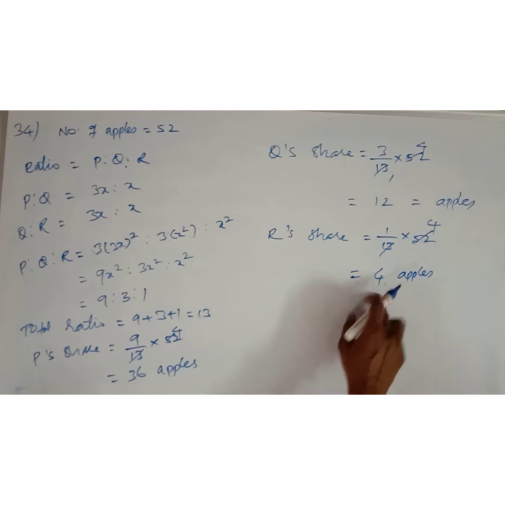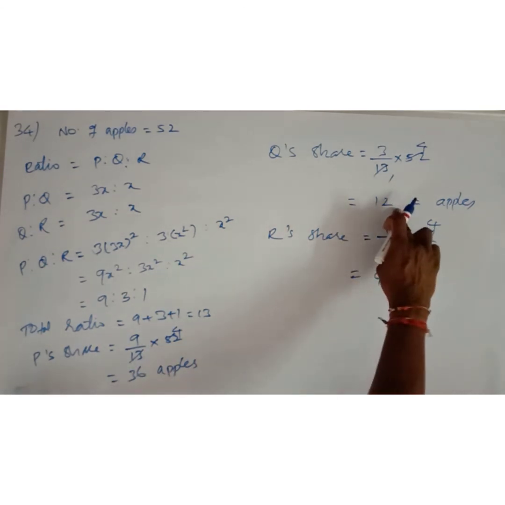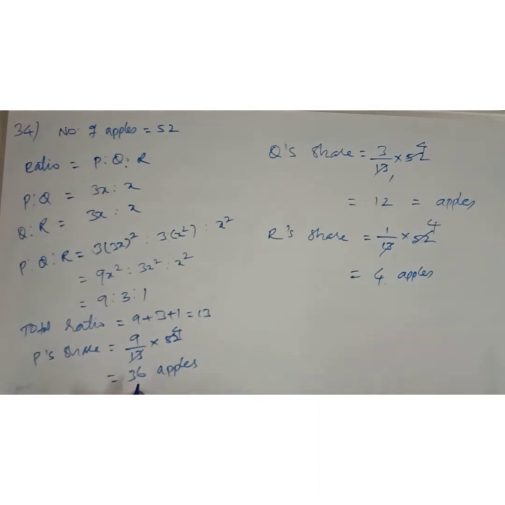If R is getting 4 apples, then Q is going to get 12, and P 36. See, 4 into 3 is 12, 12 into 3 is 36. So in this way, those 52 apples are distributed among P, Q, R in the ratio based on the conditions: P's share is thrice Q's and Q's share is thrice R's. That is the condition and we have proved it.